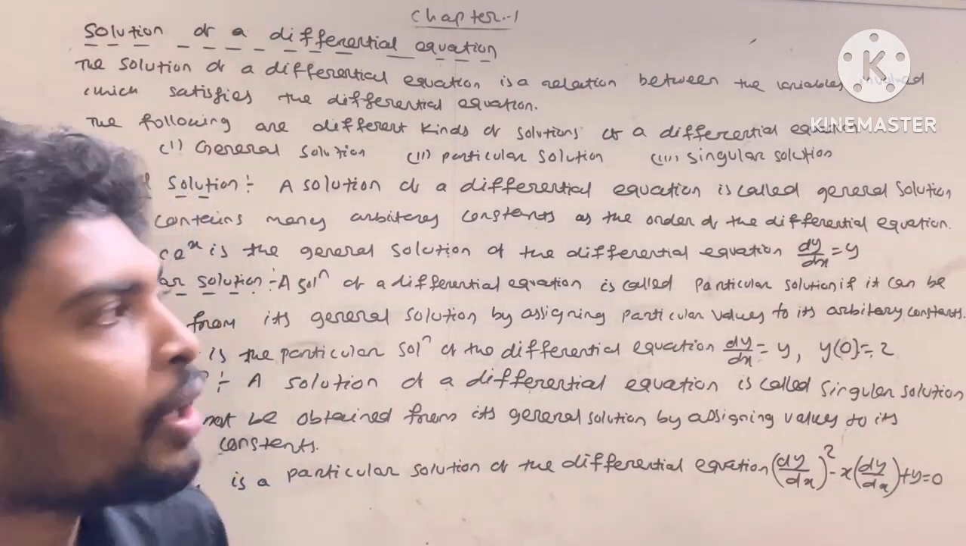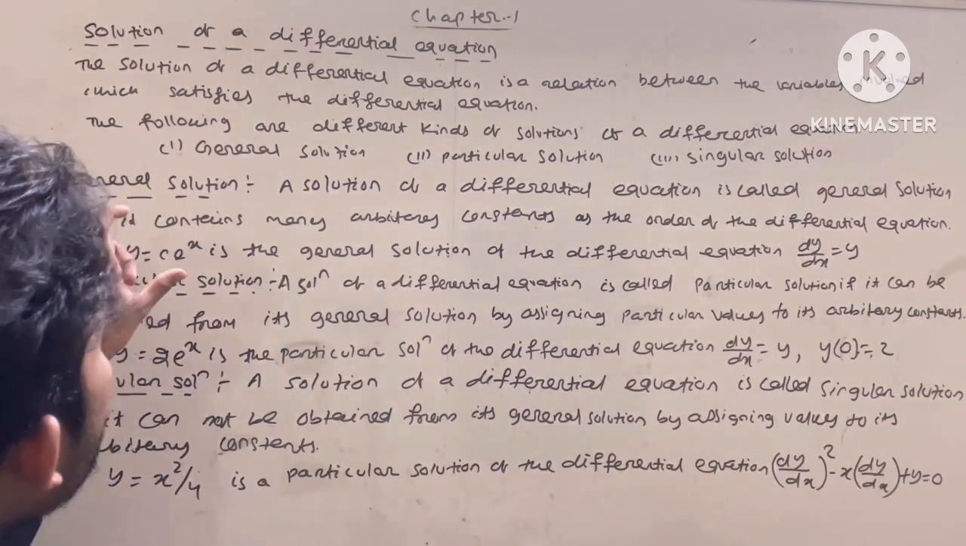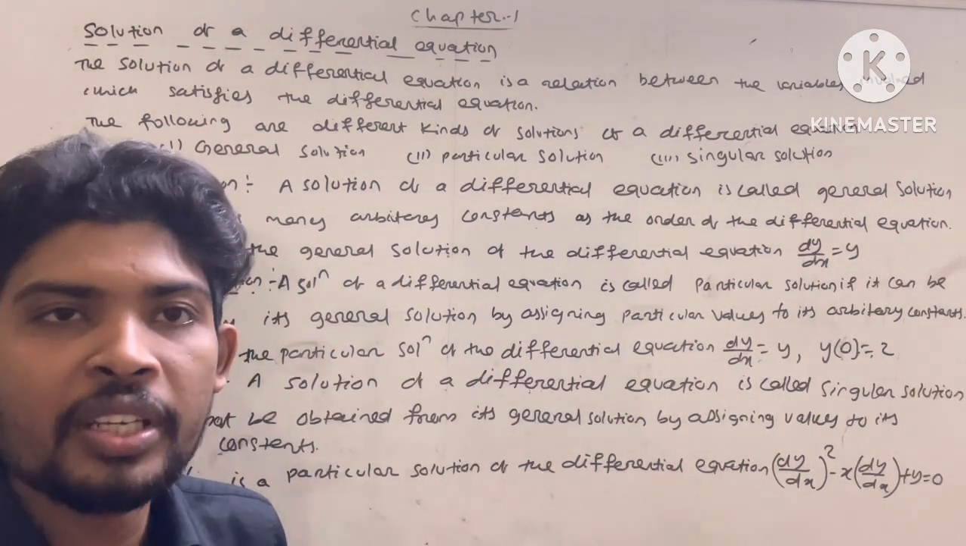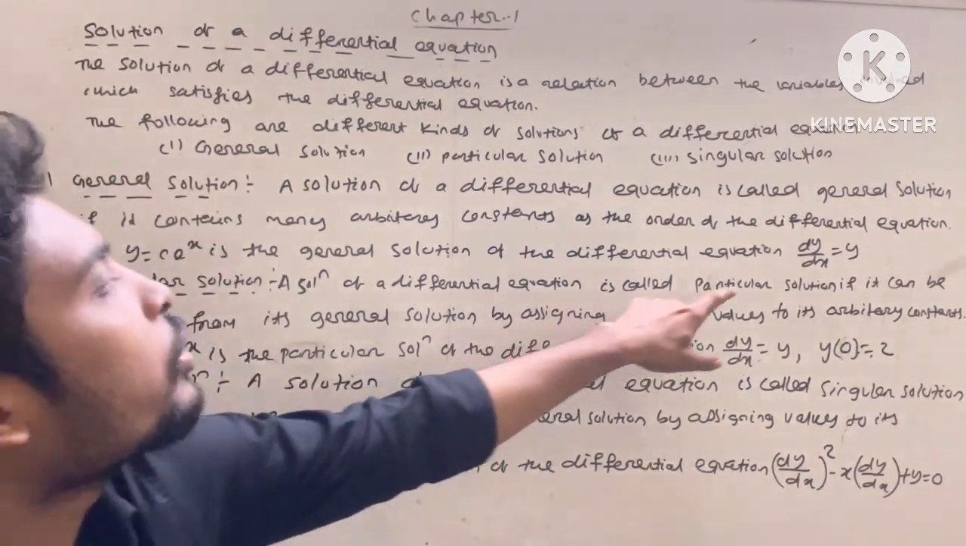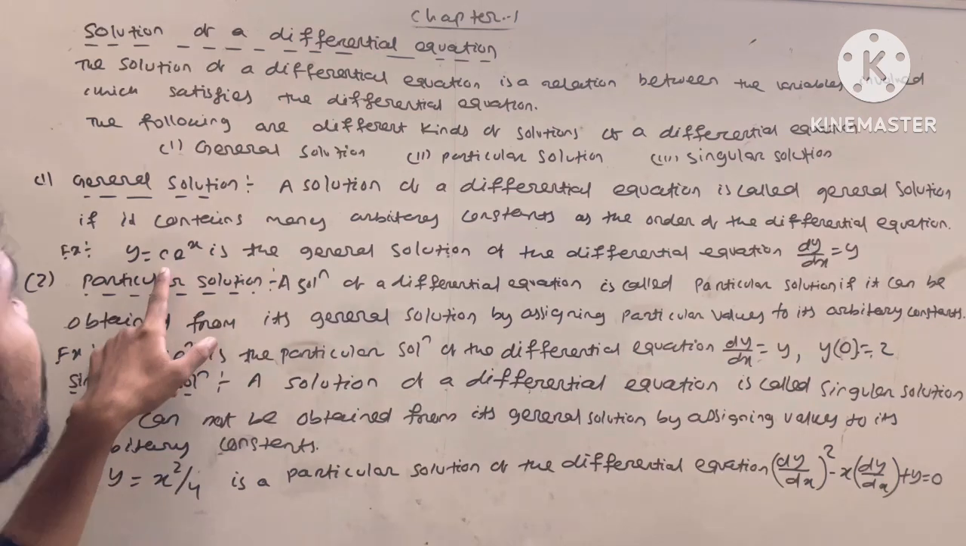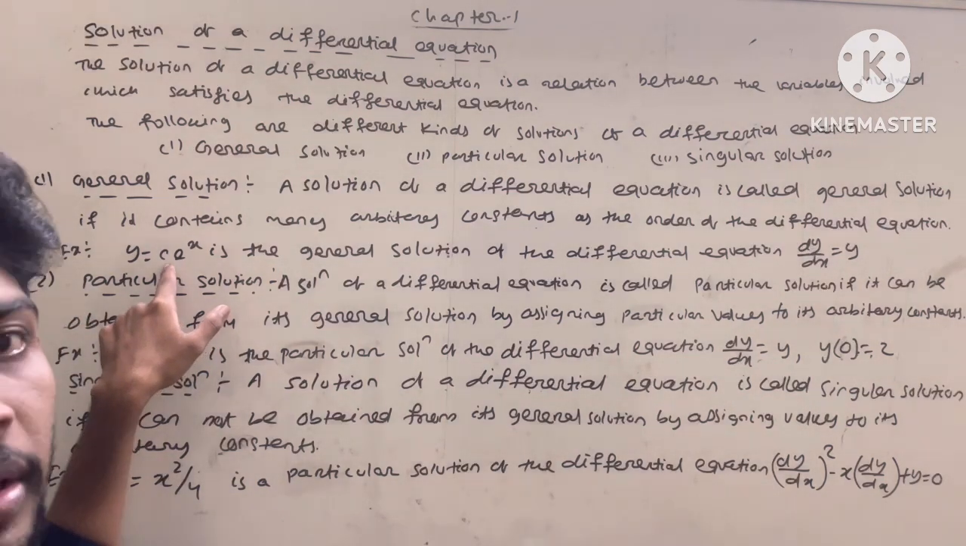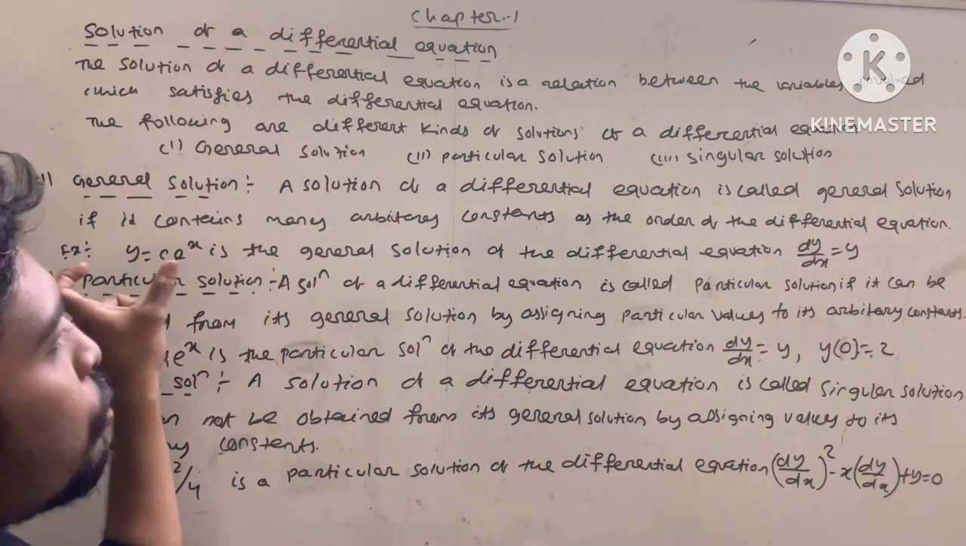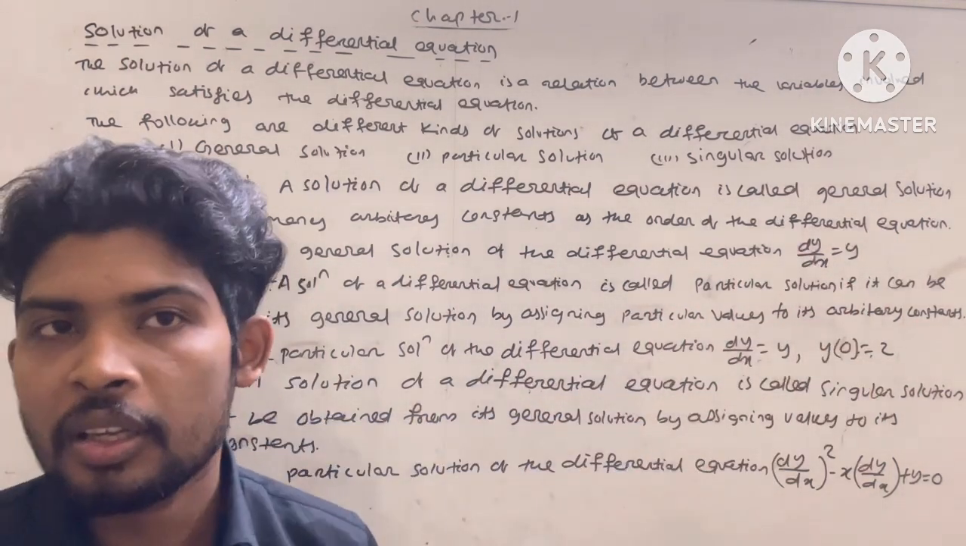Okay, for example, y equal to c e to the power x is the solution of the differential equation dy by dx equal to y. So here the order is 1, so that's why there is a single constant c. Okay, so this one is the solution and it should satisfy the given differential equation.